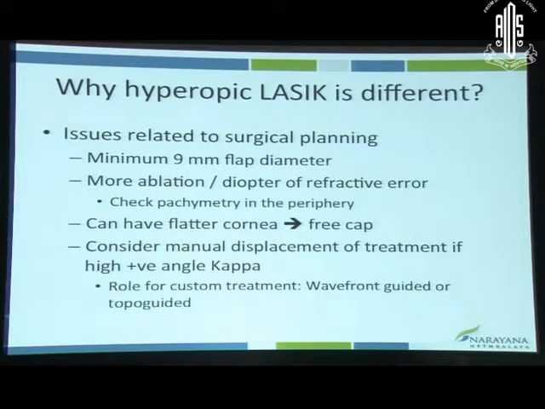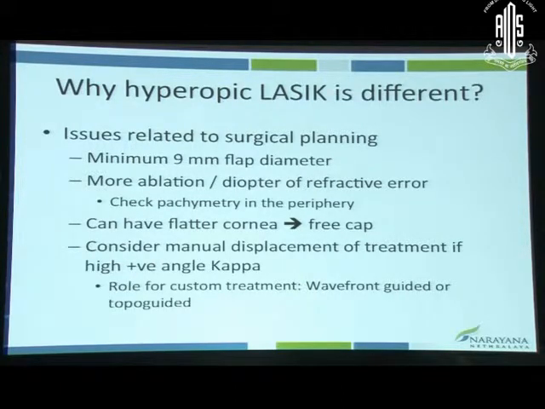The treatment is so large that you need to have a large diameter flap. It should be at least a 9 millimeter flap. Otherwise, most of the time you will either end up ablating your hinge, or you may end up ablating outside your flap. Also, it's very important to make sure you check the pachymetry values in that region.